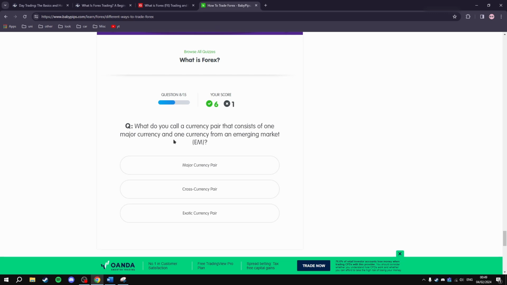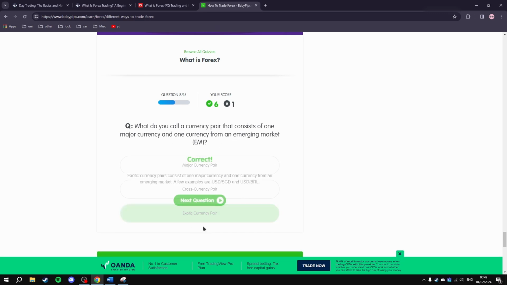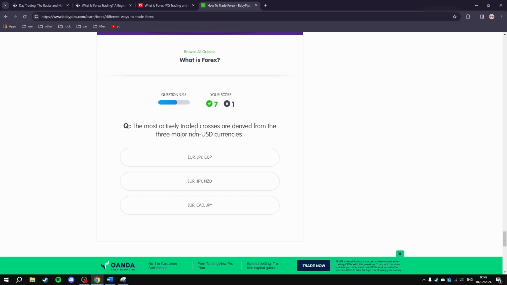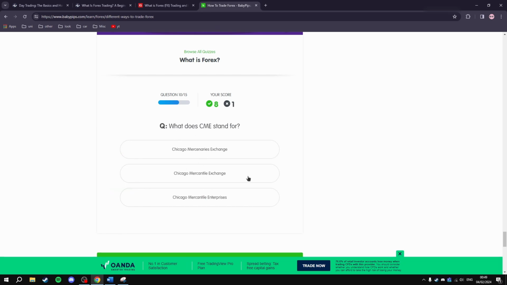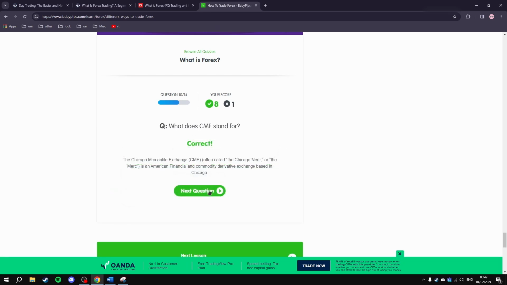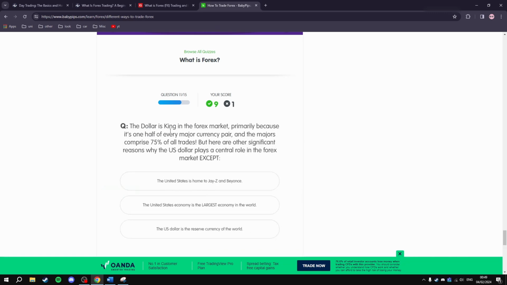What do you call a currency pair that has one major currency and one exotic? The most actively traded crosses are derived from the three. That one. What does CME stand for? Chicago Mercantile Exchange. The dollar is king in the Forex market primarily because it is half of every major currency pair, and the majors comprise 75% of all trades. But there are other significant reasons why the US dollar plays a central role in Forex markets.